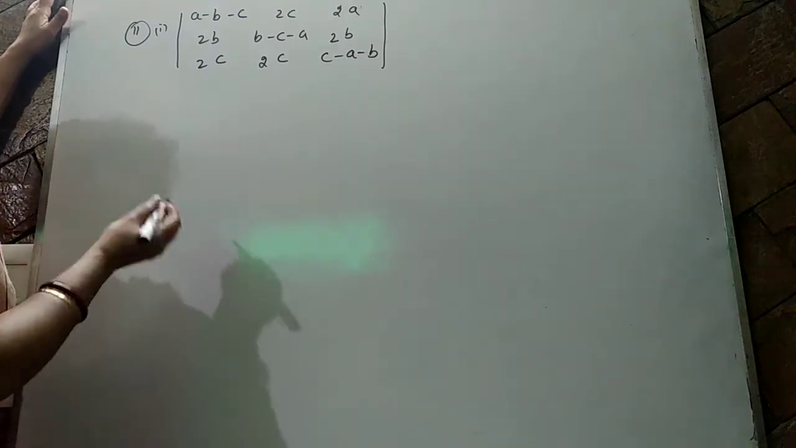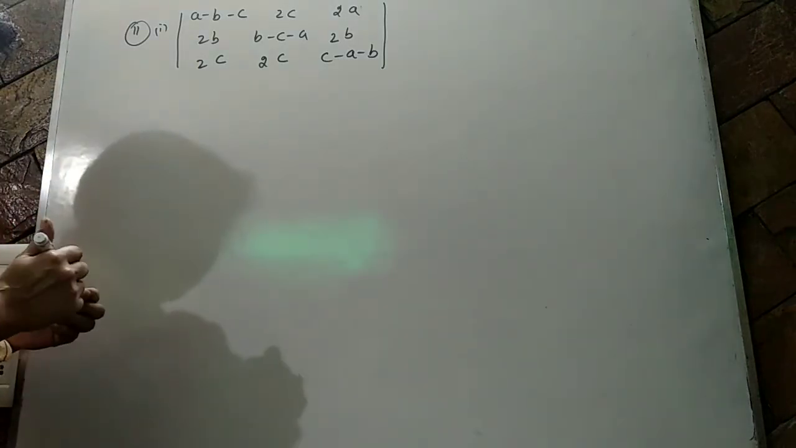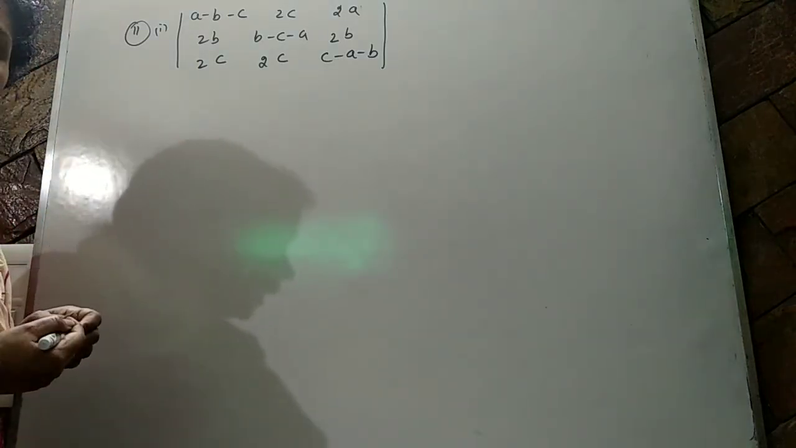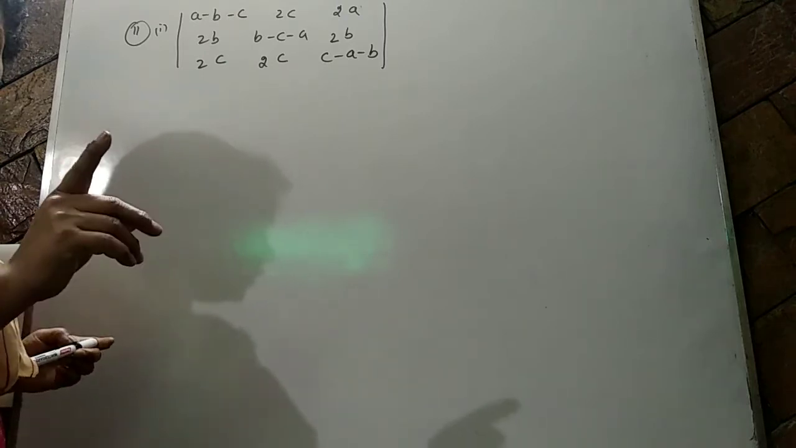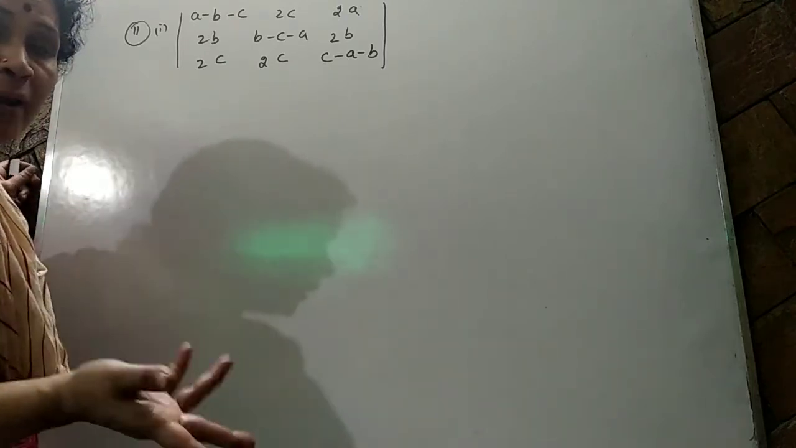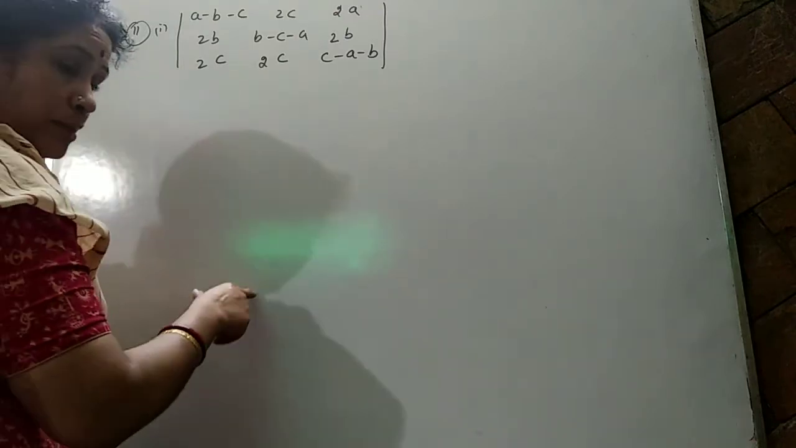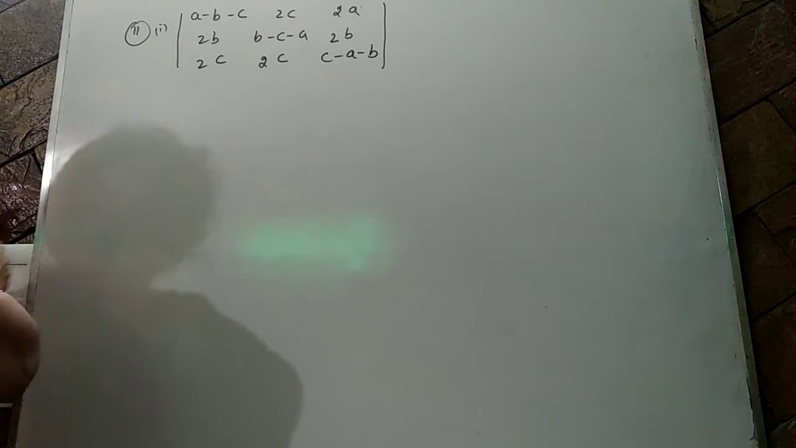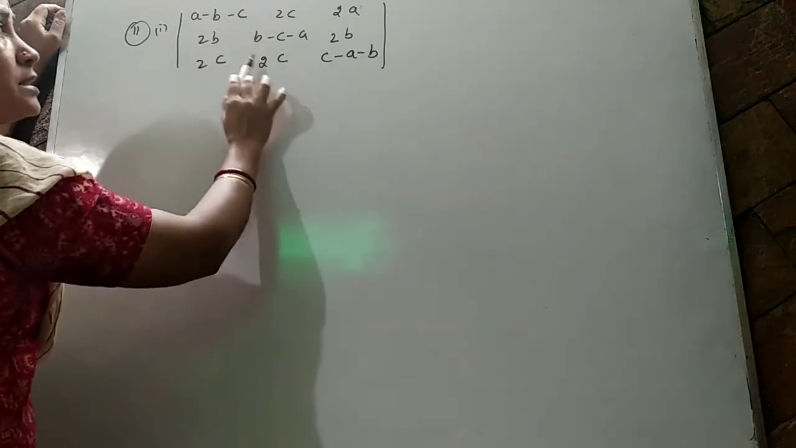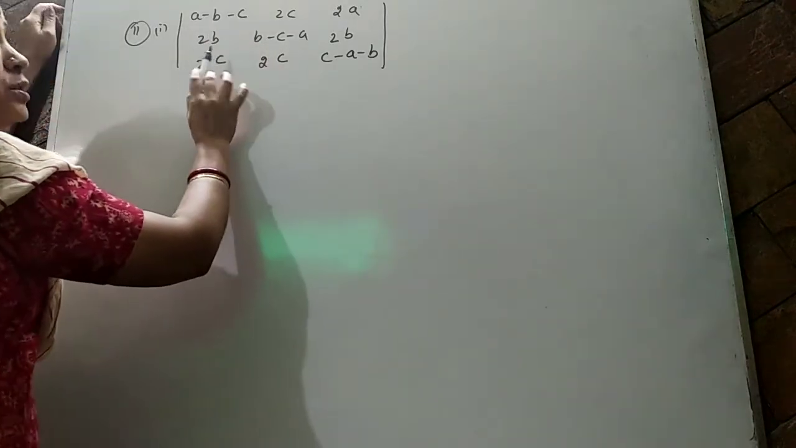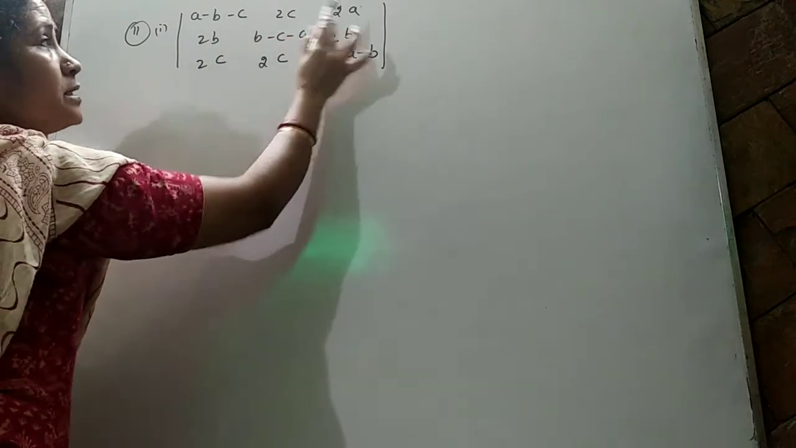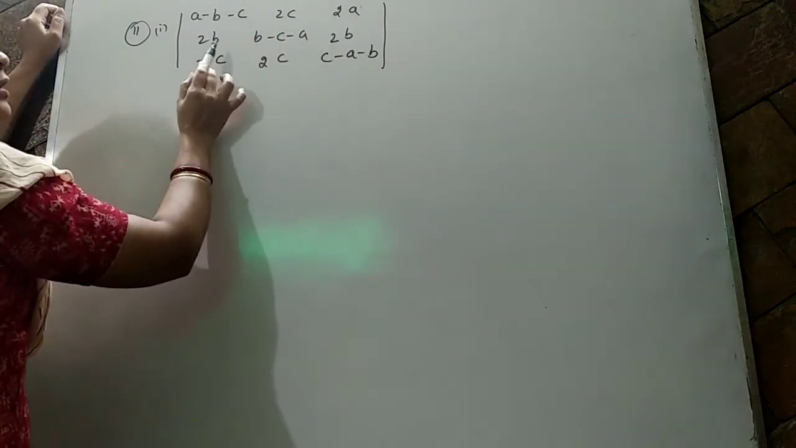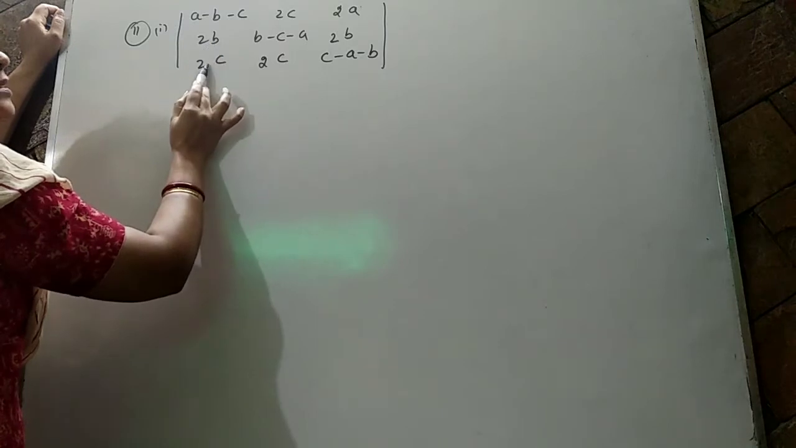Now see what I told you. Suppose by adding or subtracting you are getting any common element, first go for that operation. Otherwise, multiply and divide to get a common element. Now see here, the same: A minus B minus C, 2B, 2B. If you look row by column wise, there is no use. If you look row wise, this plus this plus this.